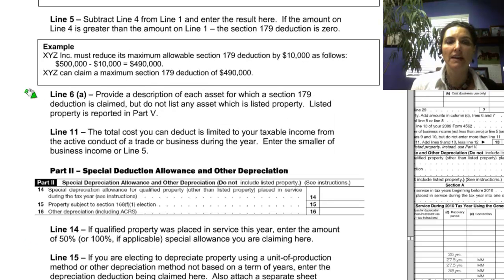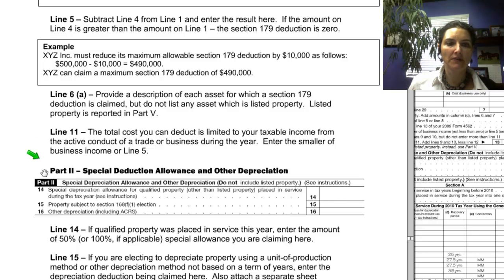Line 6A, provide a description of each asset for which a Section 179 deduction is claimed, but do not list any asset which is listed property. Listed property is reported in Part 5 of Form 4562. Line 11, the total cost you can deduct is limited to your taxable income from the active conduct of a trade or business during the year.